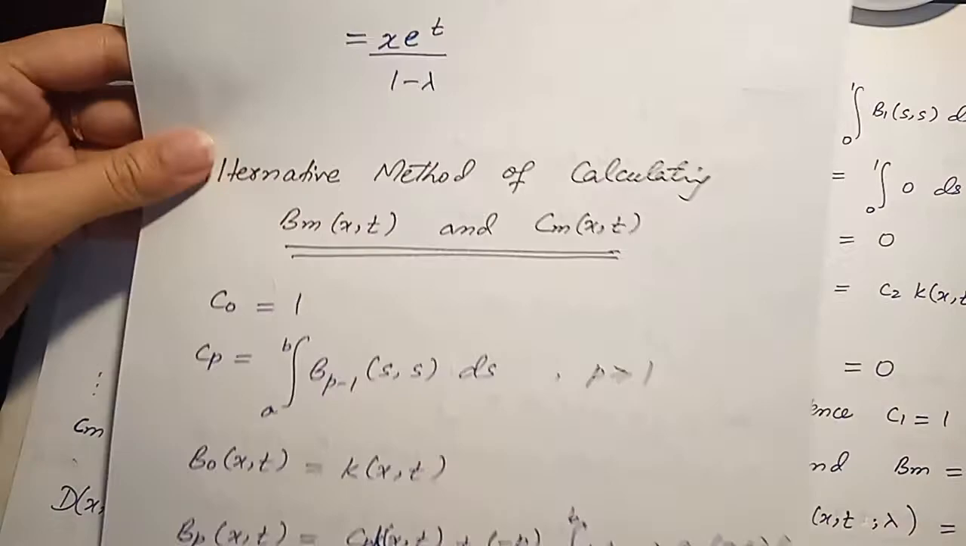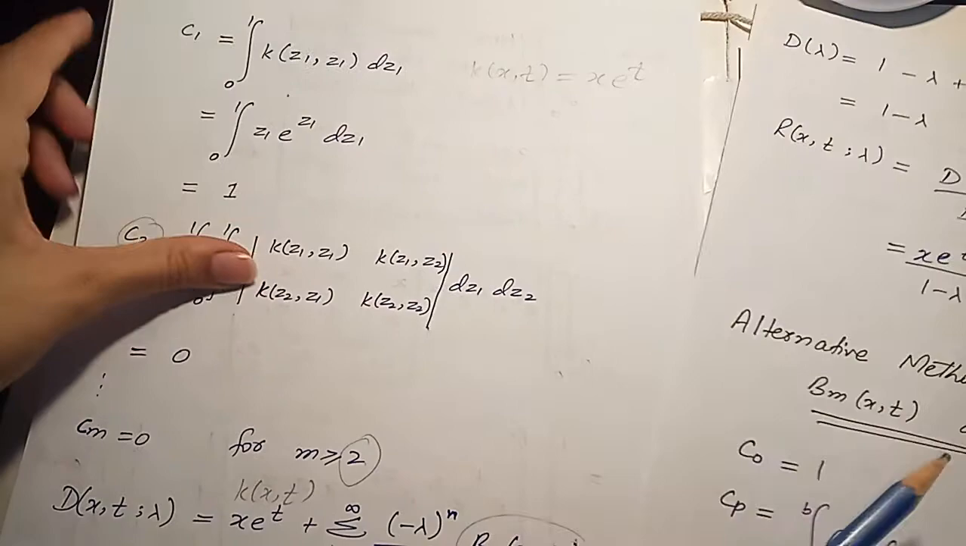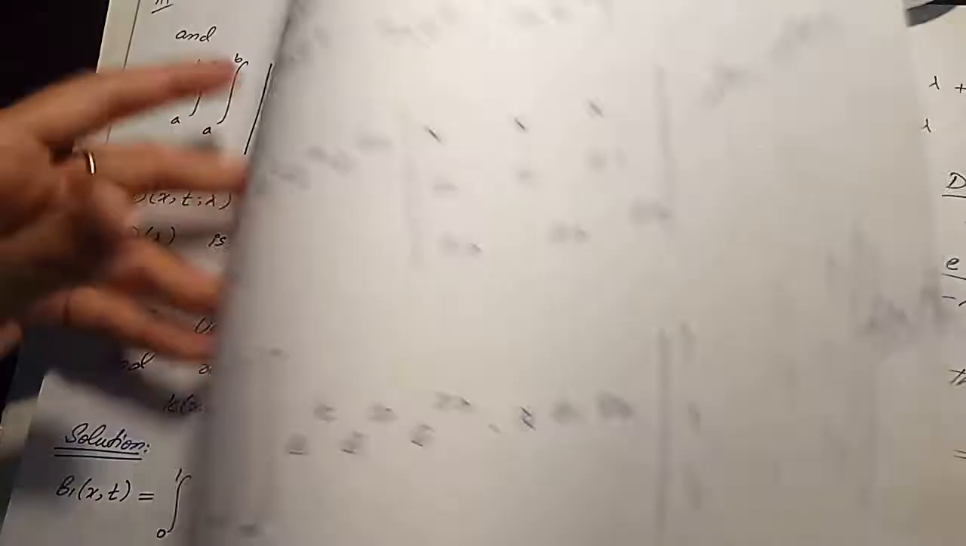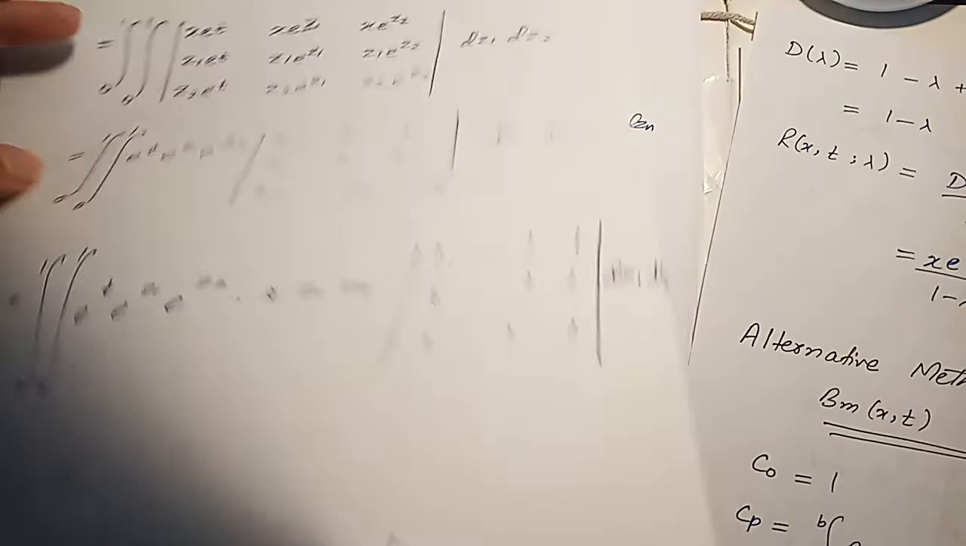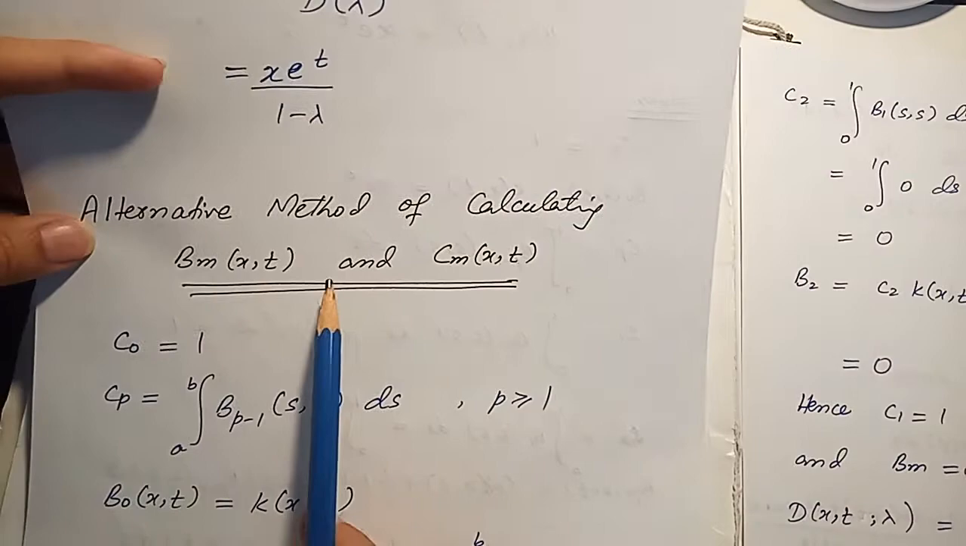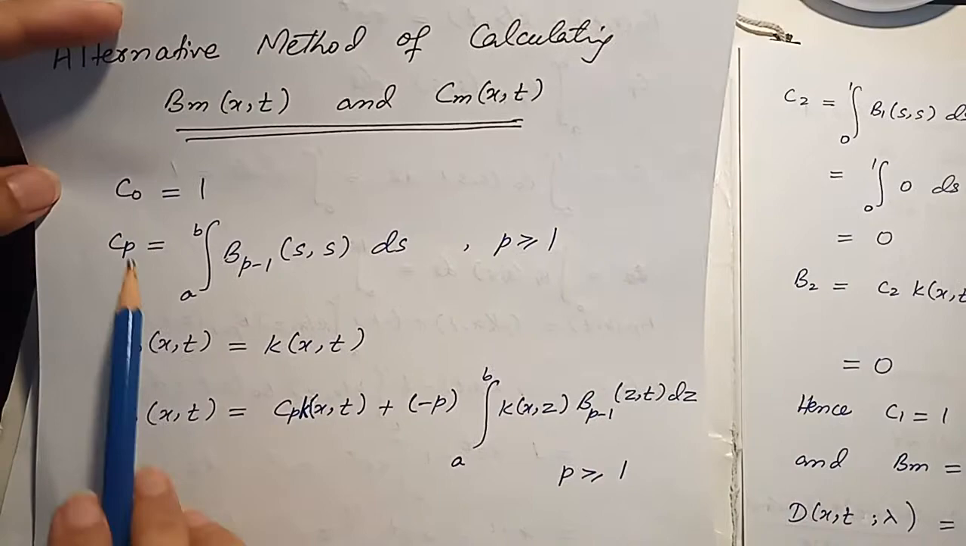Now there is another alternative method as well for calculating the B_m and C_m. You know that this determinant is difficult to open. All these determinants, see there are lots of determinants here. These are difficult to open, difficult to handle as well. So we also have an alternative method. You can follow this alternative method as well. And what is that alternative method? For that alternative method, you need to memorize just these formulas.